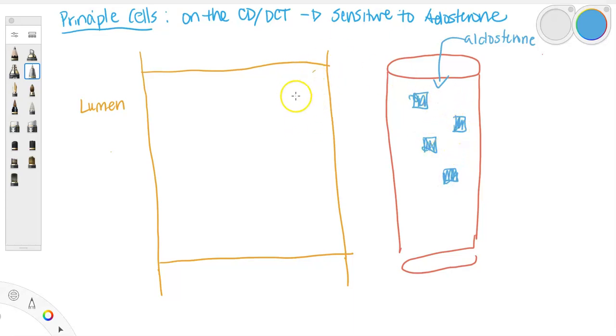And when it gets to these cells, where is the receptor for aldosterone? Well, remember, this is a steroid hormone. So the receptor is inside the cell. So it comes in and binds to the receptor inside the cell. And what does a steroid hormone do? It stimulates protein synthesis.